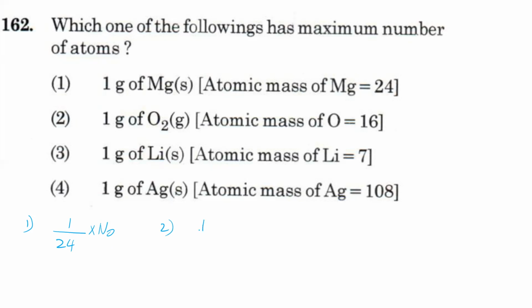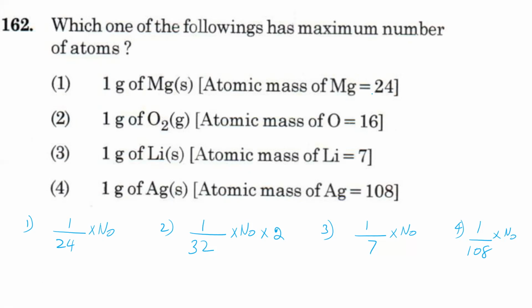Second case, take the mass and divide it by the molecular mass. Oxygen molecular mass is 32. Multiply with the Avogadro number to get the number of molecules, then multiply by 2 to get the number of atoms, because oxygen is diatomic. Third, lithium 1 gram, atomic mass 7, multiplied by the Avogadro number gives the number of atoms. Fourth, 1 gram of silver, divide by atomic mass and multiply with the Avogadro number.